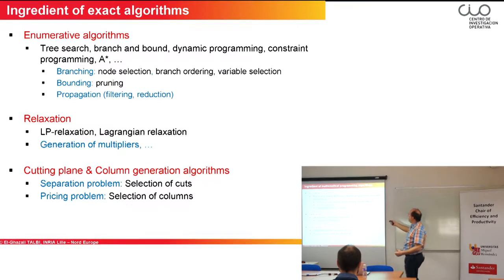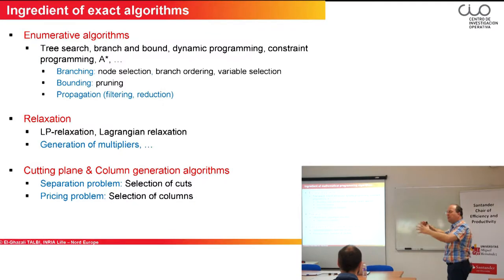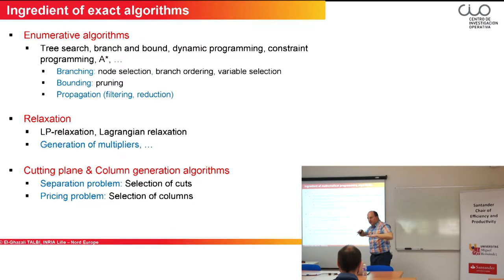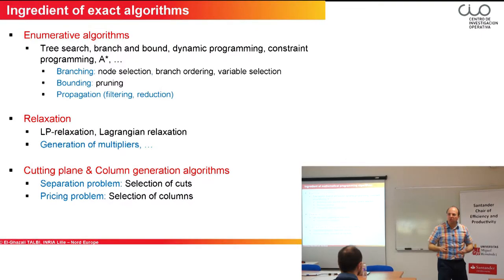dynamic programming, constraint programming, A*, all those algorithms will do more or less some tree search. Okay, they will explore the space, they will divide the problem into sub-problems, and then they will explore those sub-problems. They are generating a tree of sub-problems. Okay, so those algorithms are very familiar in mathematical programming: dynamic programming, branch and bound, branch and cut, branch and price.